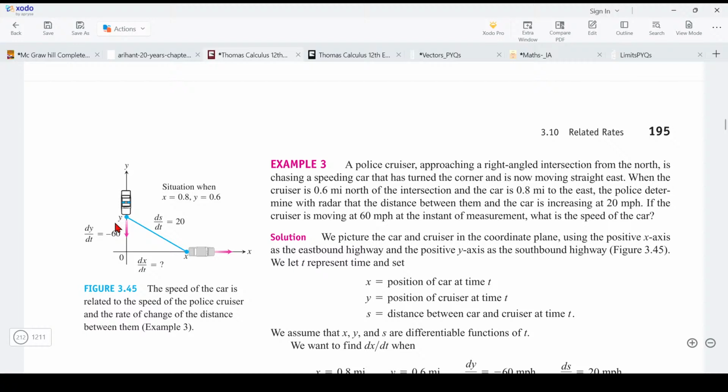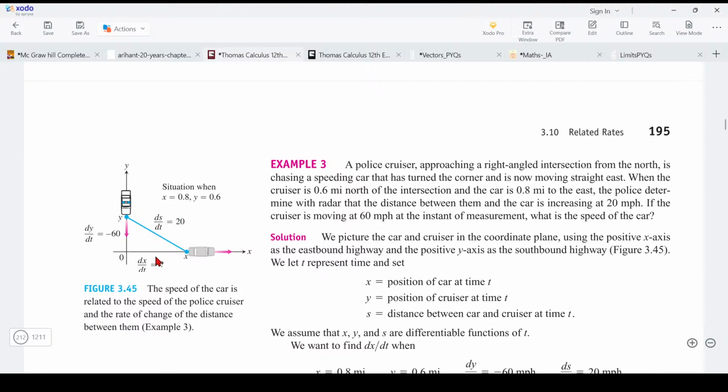So x is at a distance of 0.8, y is at a distance of 0.6. At that instant, the distance s is increasing, ds by dt, at the rate of 20. This is already given. Then what is the velocity of this one? That is dx by dt. dy by dt is already given: he is approaching at 60 miles per hour. dx by dt is what we have to find. We are given ds by dt.